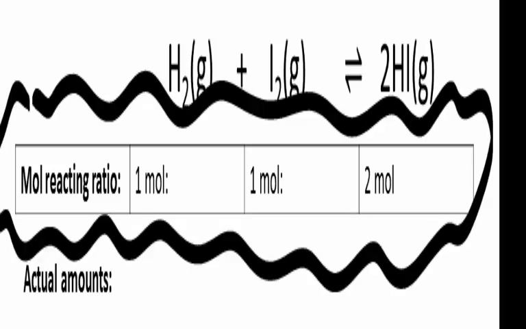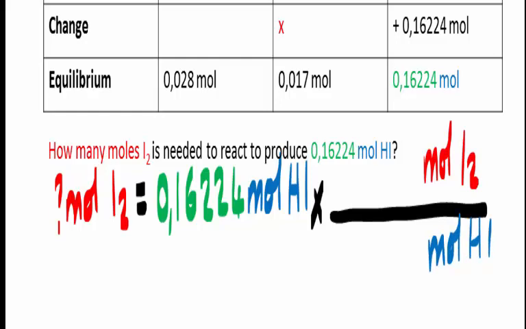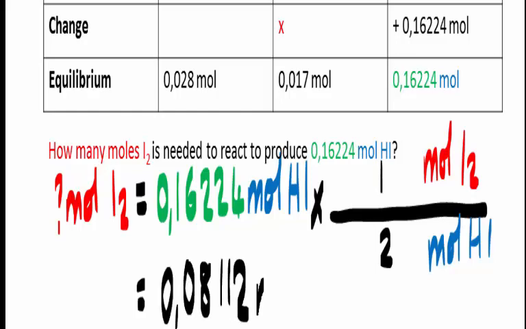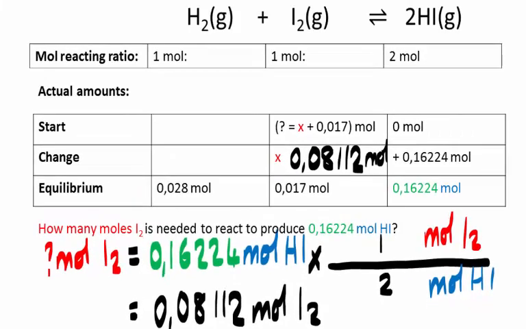That's the reacting ratio, the general reacting ratio that always applies. It's not the specific case now, not the actual amounts now. And that's what we need for a conversion factor. We must make sure that moles of iodine are at the top and moles of hydrogen iodide at the bottom. And we know that we need 1 mole of iodine to produce 2 moles of hydrogen iodide. So we get the answer, 0,08112 moles of iodine. So now we know X, we know how much iodine had to react in order to produce this much hydrogen iodide.